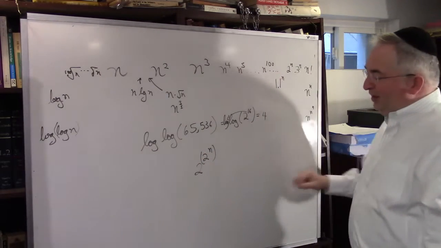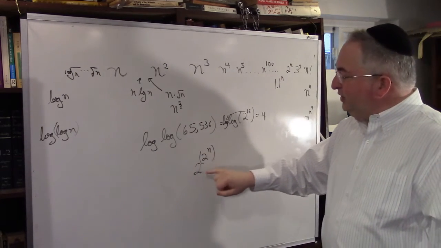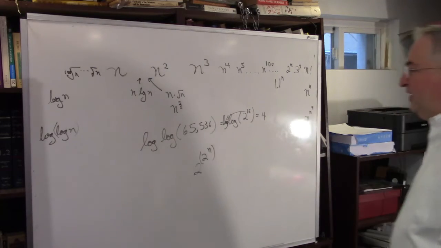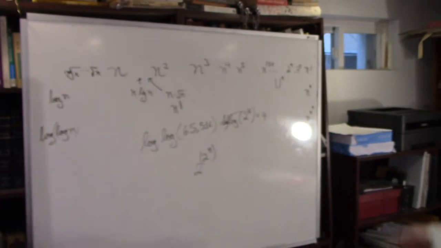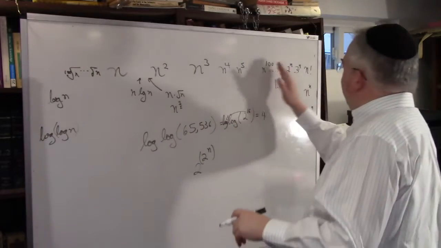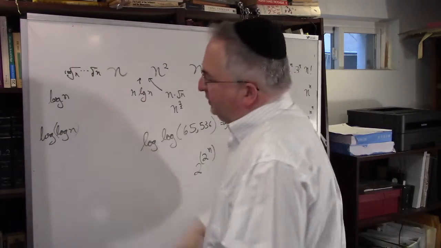Okay. In other words, plug in 4 here. 2 to the 4 is 16. 2 to the 16 is 65,000. So it's the same thing. So they're kind of like mirror images of each other. So exponential is here, logarithms here.